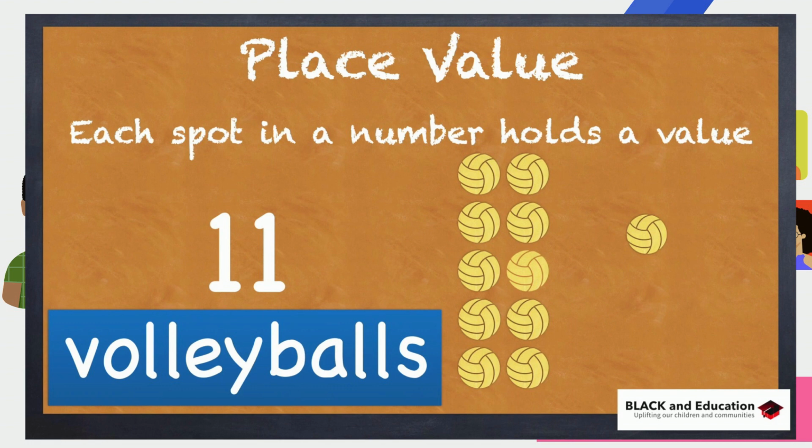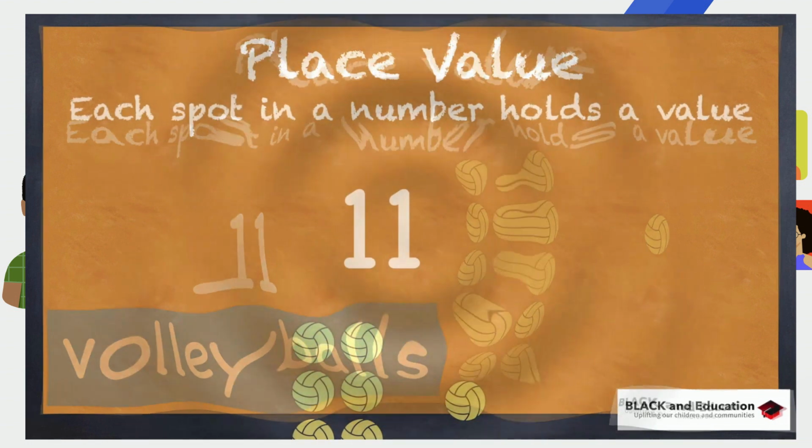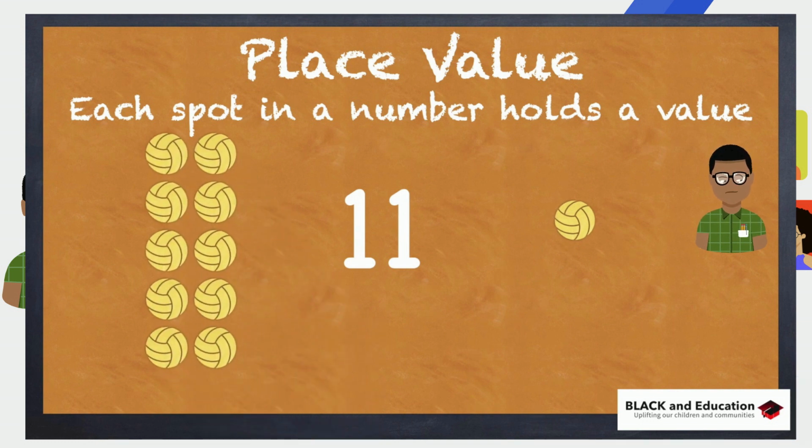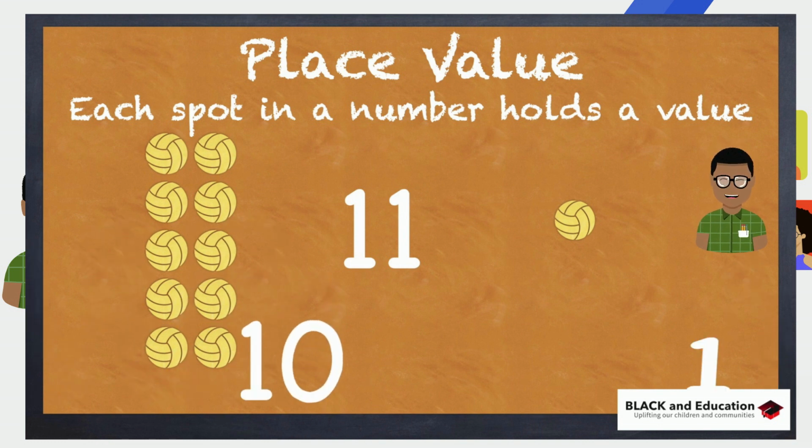I can split this number in certain ways and make it represent certain values. So the 11, I can take the 1 and put it to the right. That would represent 1 volleyball. And I can take a group of 10 of them and put it over to the left. So I essentially have one group of 10 right here, and I have 1 right here. I can separate that and group that to represent the number 11, right?